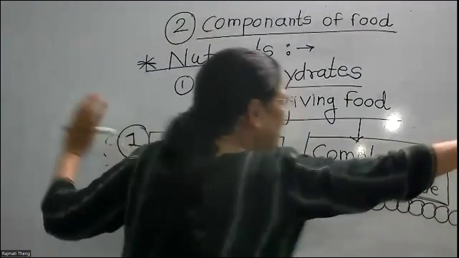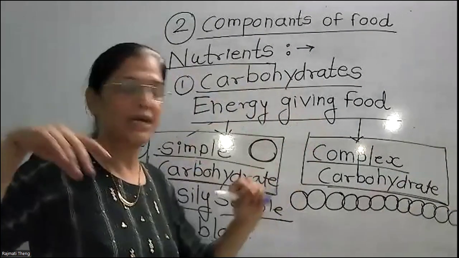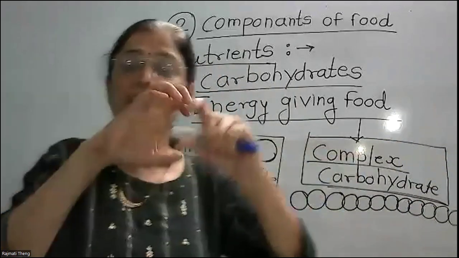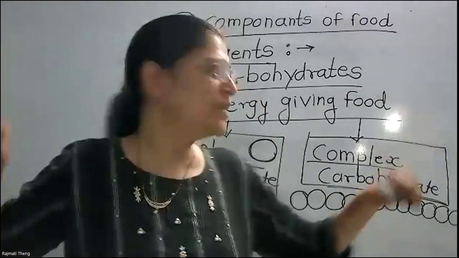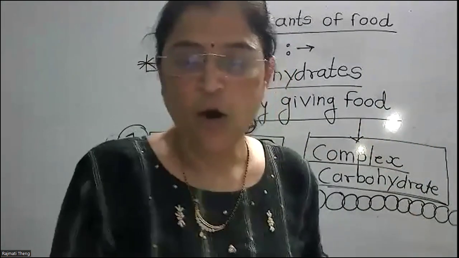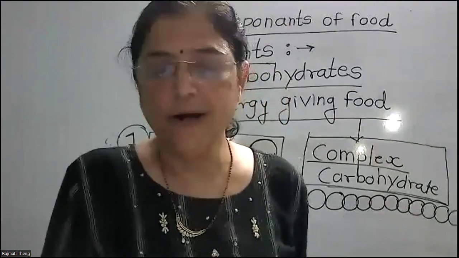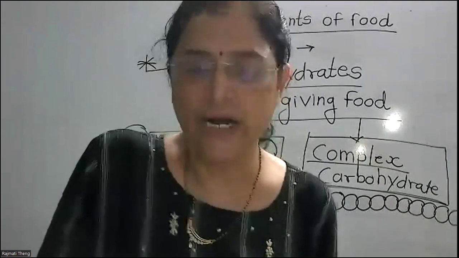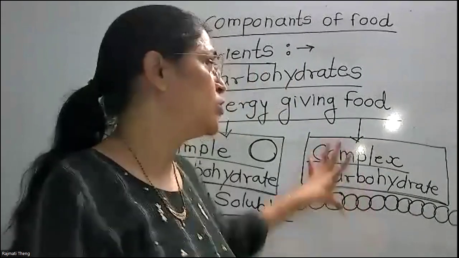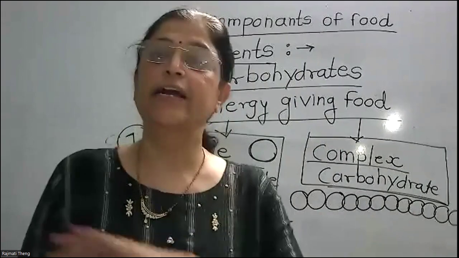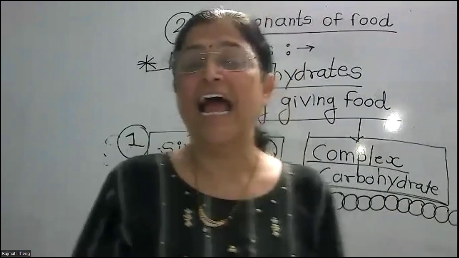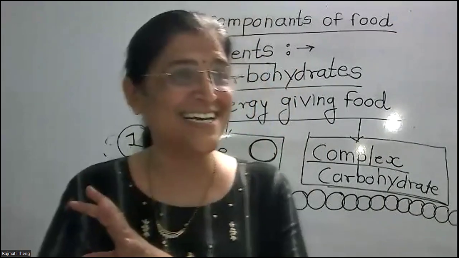Many simple carbohydrates of the same type, glucose and glucose, combine to form a long chain. That is called a complex carbohydrate. It is made up of a long chain of simple carbohydrates or sugars. So this is called complex. Why? It is not easily absorbed in the blood and does not give energy fast.